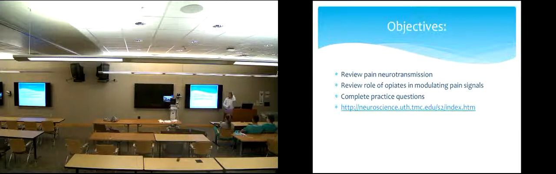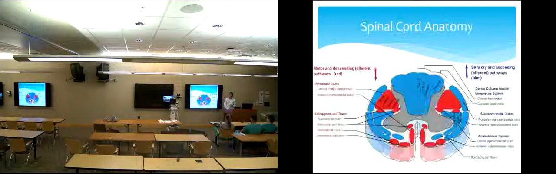So we'll talk about some pain neurotransmission, some opiates, and some practice questions again. So it's hard for some of you to see that, I'm sure. I don't know if I can move this at all. But in terms of the cross-section of your spinal cord, this is really color-coded to be sensory versus motor. I think this is one of the best snapshot images to take for yourself in terms of where things are in terms of sensory and motor fibers.